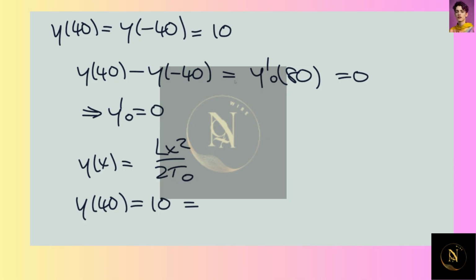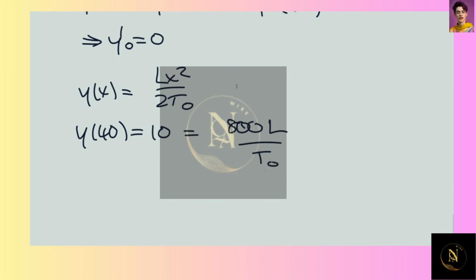Now, y of 40 equals 10. And this is going to be L times 40 squared over 2. So 40 squared over 2 is 800. So we've got 800 L over T naught. So that tells us that T naught equals 80 L.